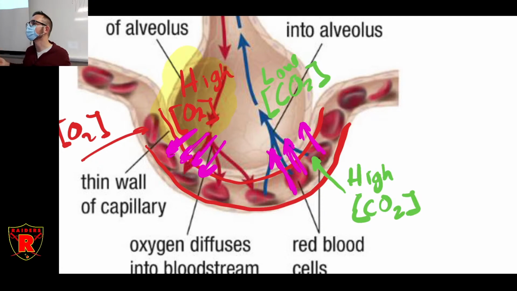Now, a little bit's fine. That's normal. You're supposed to be transporting CO2 in your blood. But the more CO2 that builds up in your blood, the lower the pH. Remember, lower pH means more acidic. So your pH becomes more and more acidic over time.